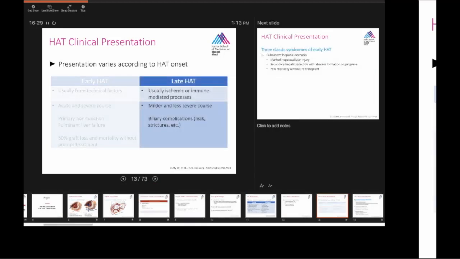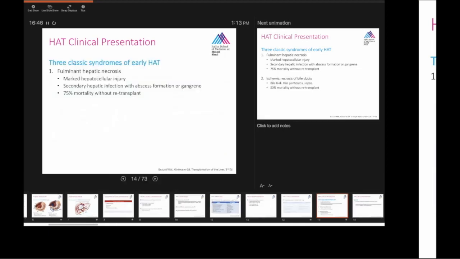Late HAT, on the other hand, is usually due to more patient or recipient-related factors. So these are ischemic factors or immune-mediated processes. Typically, late HAT has a milder, less severe course, and this is where a lot of the biliary complications start coming in. Now, when we think of the clinical presentation of HAT, a lot of people think of three classic syndromes of patients who have HAT.